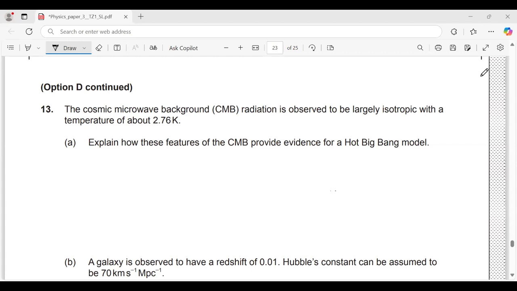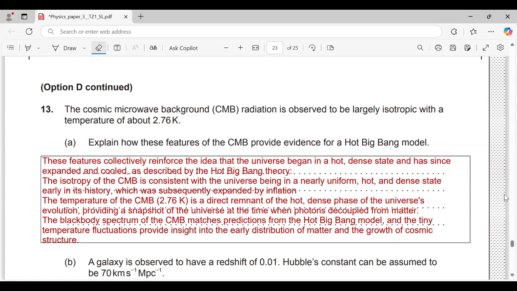13. The cosmic microwave background, CMB, radiation is observed to be largely isotropic with a temperature of about 2.76 Kelvin. Explain how these features of the CMB provide evidence for a hot Big Bang model. I have provided my explanation about this question, and you may add your opinion or you may copy this opinion.